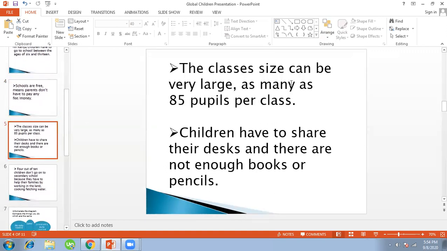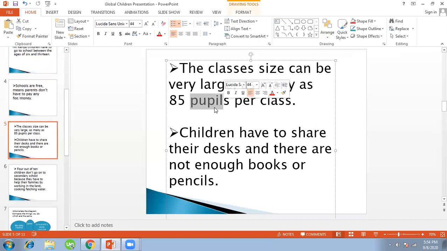Okay, the class size can be very large, as many as 85 pupils per class. Pupils means students, right? So definitely it's a huge class because in each class there are more than 85 students. And children have to share their desk and there are not enough books or pencils. It means they do not have enough resources. So it's a poor country.